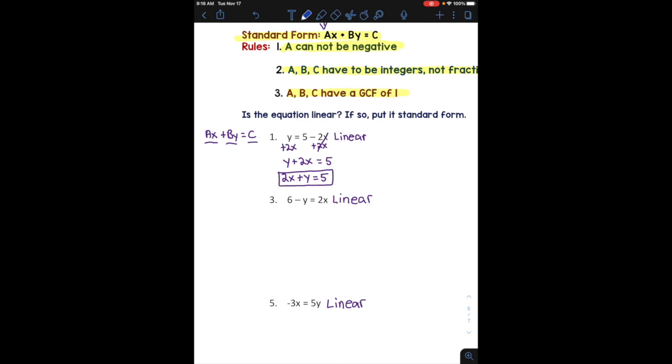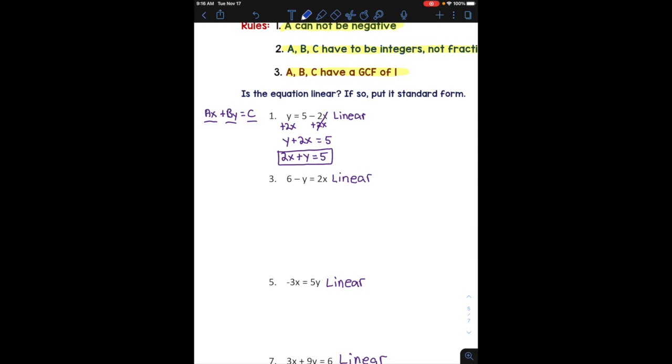What would be the a coefficient here? What would represent a? That would be the coefficient in front of the x, or in the x term. That would be 2 in this case. B is the coefficient in front of the y term. It's just the number, not the variable. That would be 1 since there's no number in front. And c is always the number without a variable. It's on the right side of the equal sign, and that would be 5.